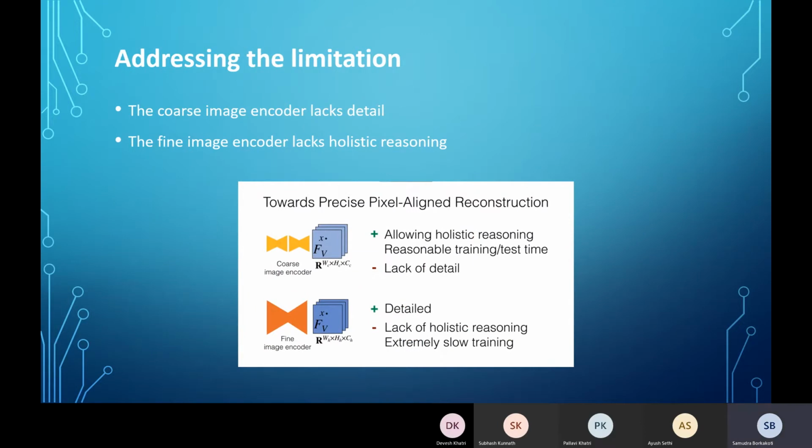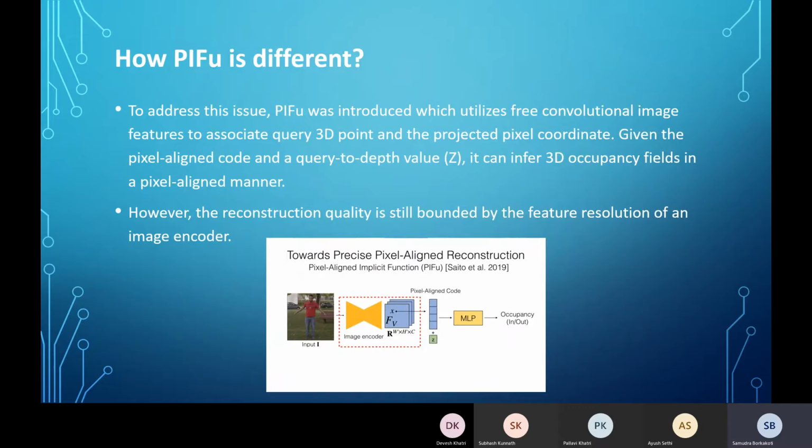Basically, the original PIFu implementation utilized an image encoder that has a downsampling operation to keep the spatial resolution small for the following reasons. One was that small feature resolution allows holistic reasoning. So basically, it was kind of a coarse module, which allowed holistic reasoning, and computation was much faster because they didn't worry too much about the details. But because of this, a lot of details were missed, and it was kind of low resolution.